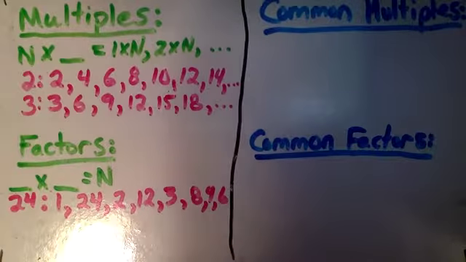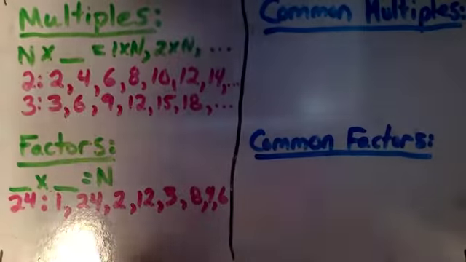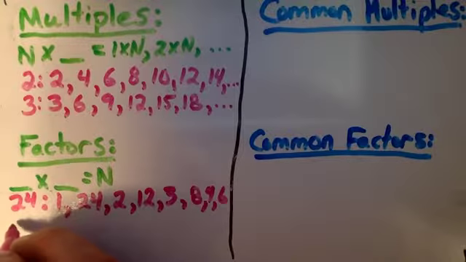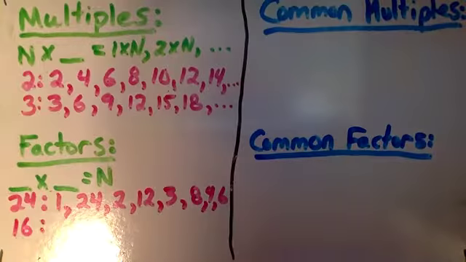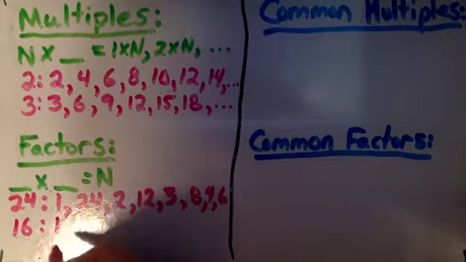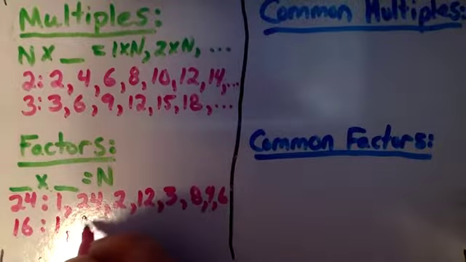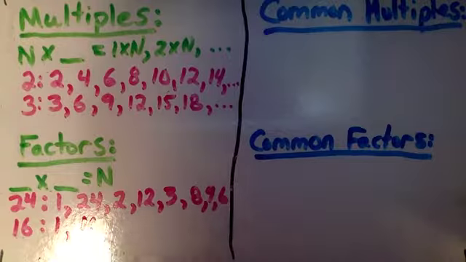Let's choose a smaller number and see what factors we might have. So let's check out the factors of 16. Again, you can always start off with 1 and the number that you're looking for. So in this case, 1 and 16.